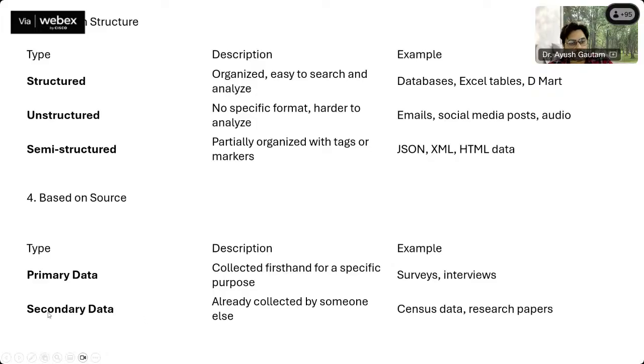We are mostly dependent on secondary data. Suppose you want to know the population of New Delhi. You are not going to go and count the population of New Delhi. You will just search it on Google, and you will believe that whatever Google is saying is right. So that is called secondary data. Clear है?